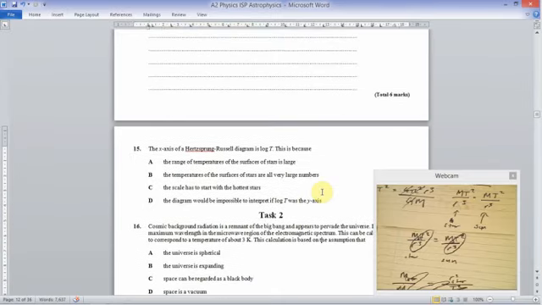Okay, 15. Experimental diagram. So we've got a little bit here on the life cycle of a star. The x-axis is log T. The reason why we use logs is because if you have a large range of values, it's easier to plot. So the answer to this is A, because the range of temperatures on the surface of stars is large. So it's easy to plot a large lot of values on a log graph.